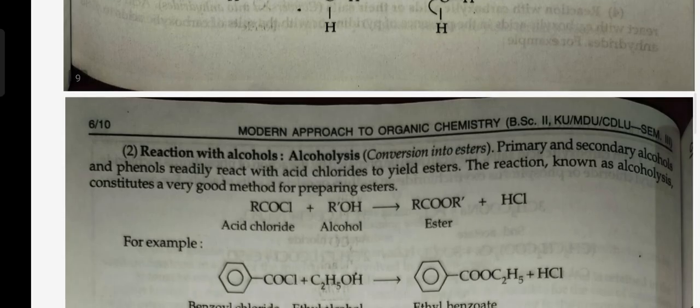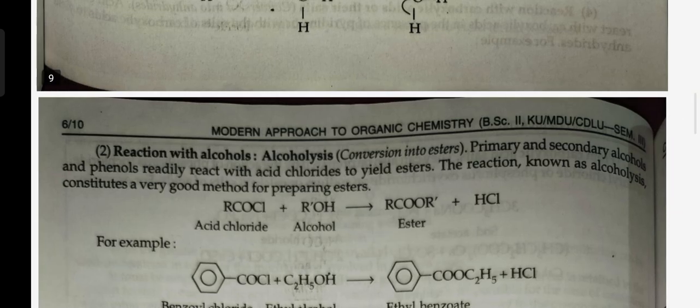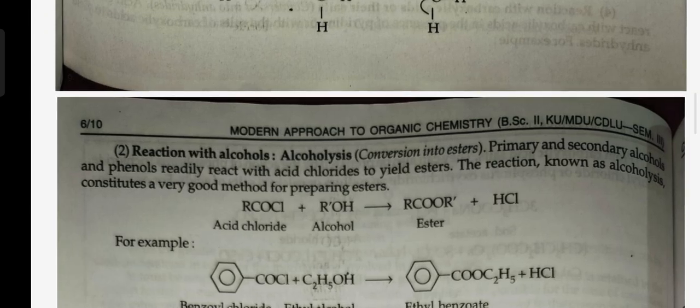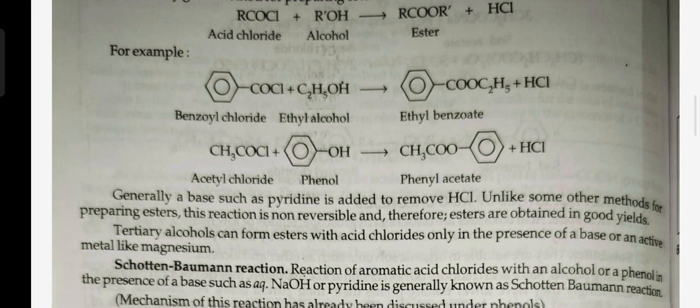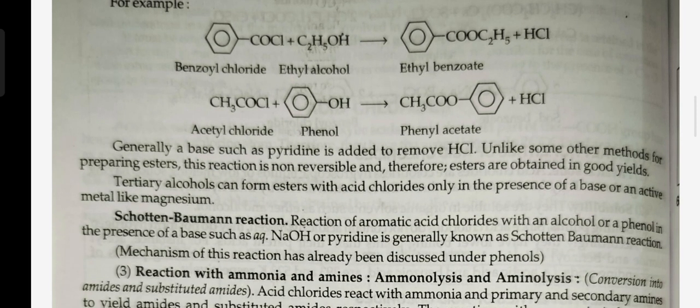Second, reaction with alcohol. Alcoholysis: conversion into ester. Primary and secondary alcohols and phenols readily react with acid chlorides to yield esters. The reaction, known as alcoholysis, constitutes a very good method for preparing esters. Acid chloride plus alcohol gives ester plus HCl. Generally, a base such as pyridine is added to remove HCl. Unlike some other methods for preparing esters, this reaction is not reversible and therefore esters are obtained in good yield.